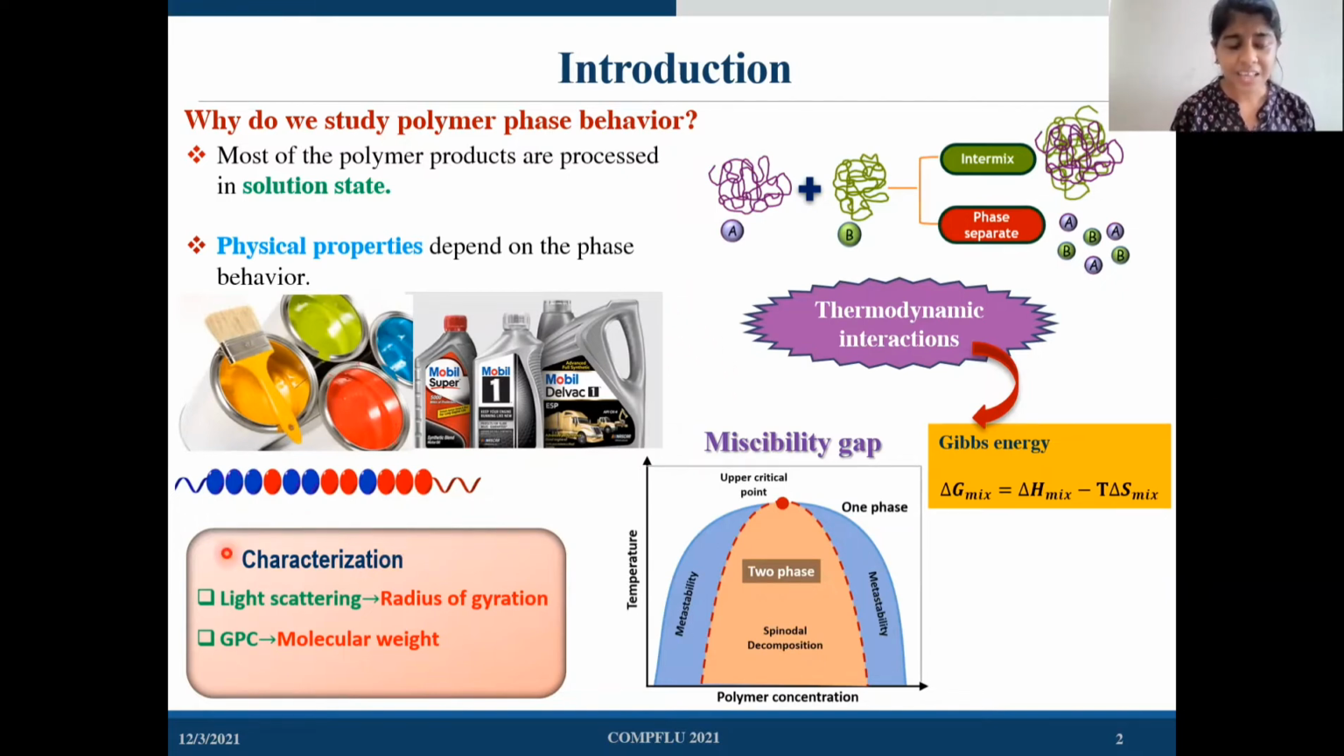And various characterization techniques such as light scattering for radius of gyration and GPC for molecular weight measurement use this knowledge of phase behavior to select a suitable solvent that can have a more favorable interaction with the polymers.